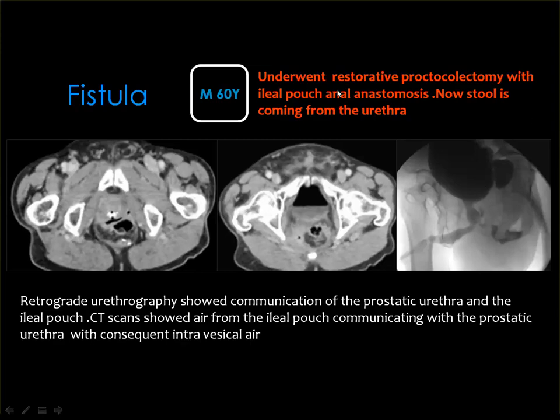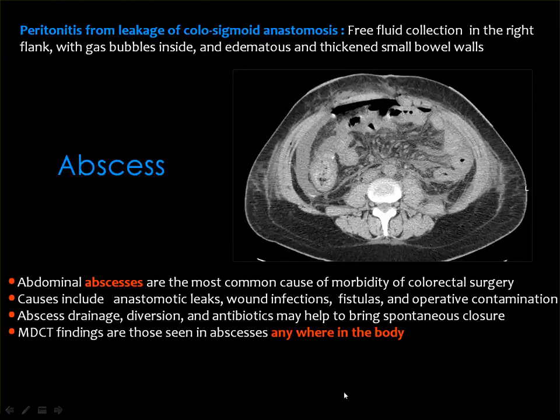This patient underwent restorative proctocolectomy with ileal pouch anal anastomosis. And according to the literature, this type of surgery is liable for this complication in particular. Then the patient is passing stool from the urethra. Injection of contrast through the urethra goes into the rectum and anal canal. And here you can see the accumulation of fluid and gas in the presacral area.